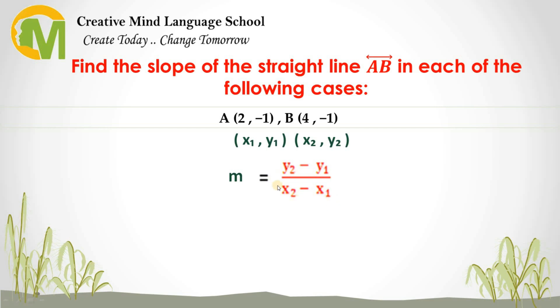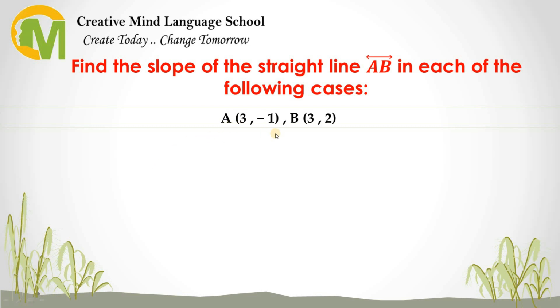As easy as it is, we will replace each and every value in this rule by the value given in the example. Finally, we have m equals y2 is -1, y1 is also -1, x2 is 4, x1 is 2. After calculating this simple operation, the final result is 0 over 2, which means our slope here is 0. And when m equals 0, that means the straight line AB is a horizontal line parallel to the x-axis.